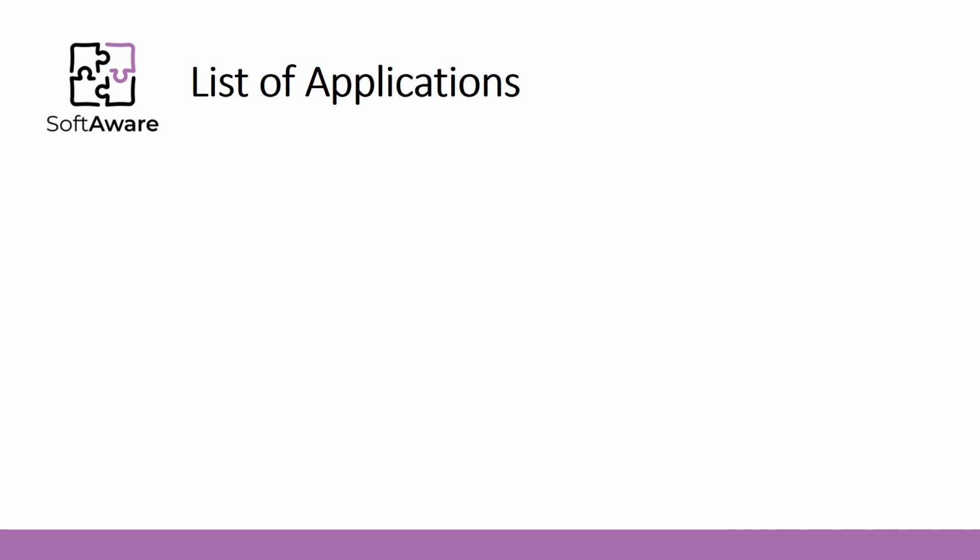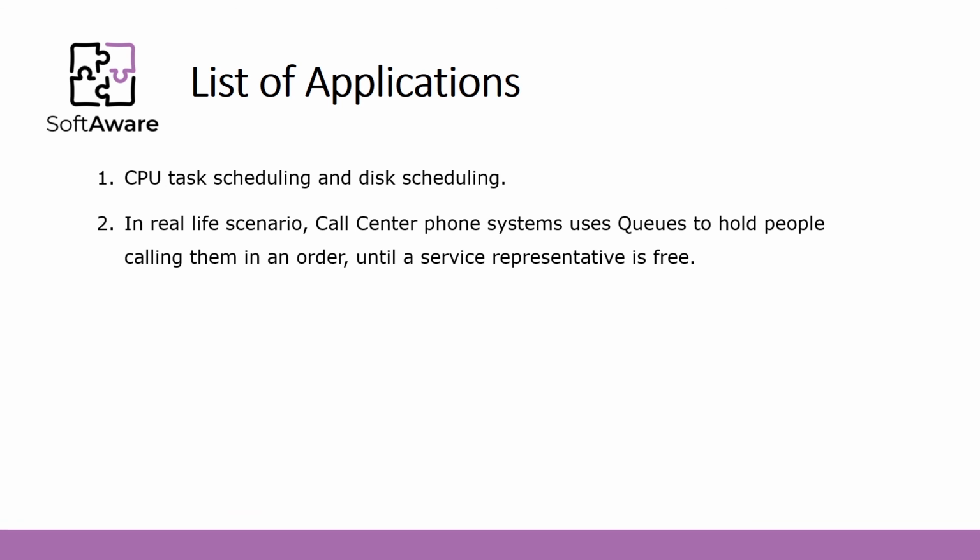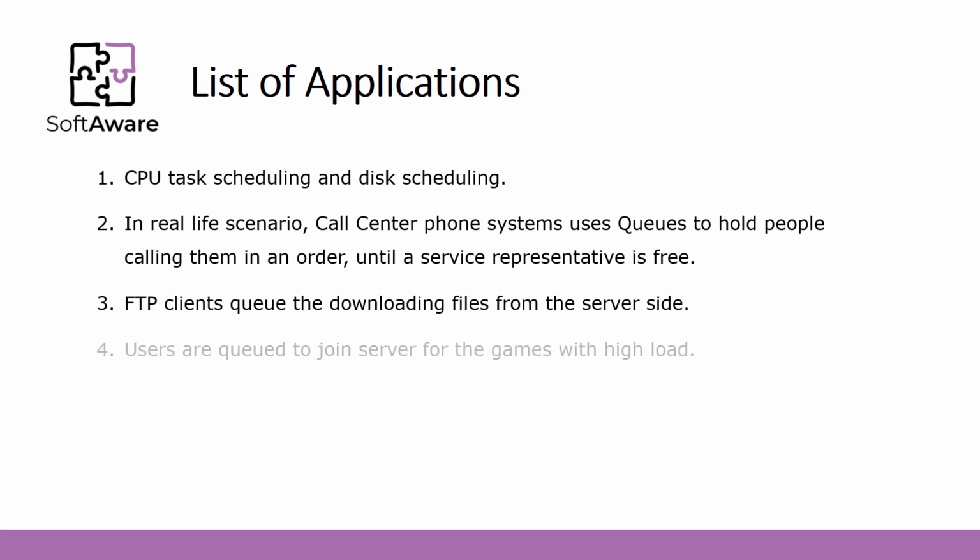There are many applications that use the queue abstract data type. Some of them are CPU task scheduling and disk scheduling. In real-life scenarios, call center phone systems use queues to hold people calling them in an order until a service representative is free. FTP clients queue the downloading files from the server side. Users are queued to join server for the games with high load. Of course, those are just 4 examples and can be expanded to many.